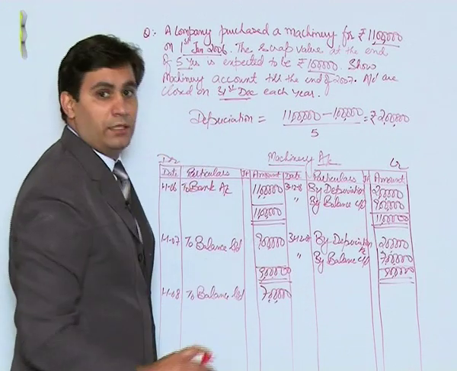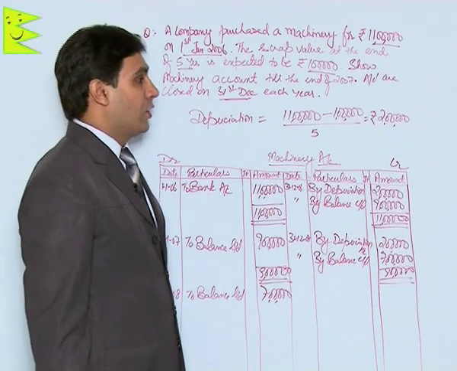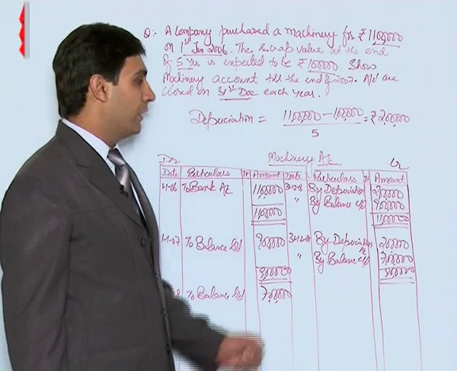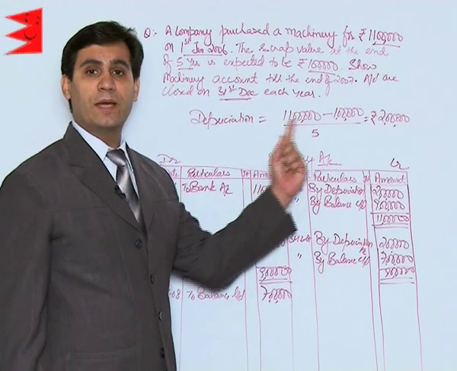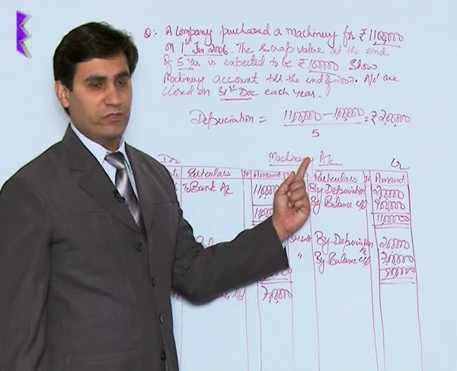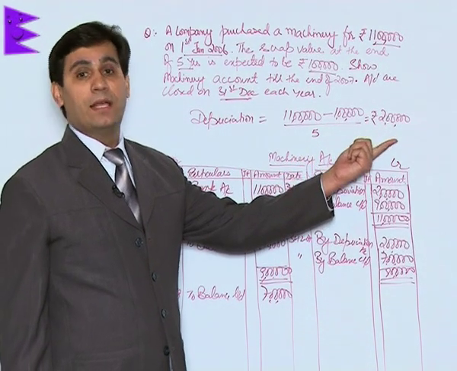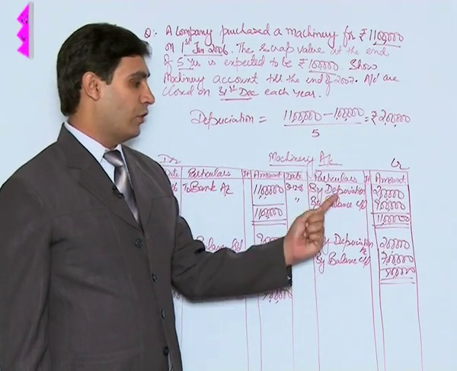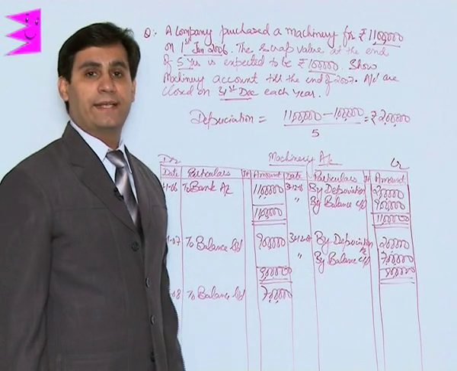for year 2008. So now students, in this case we calculated depreciation using the formula cost minus scrap value divided by useful life, which comes to rupees 2 lakh, and this 2 lakh has been charged for each year, assuming it to be a straight line method.